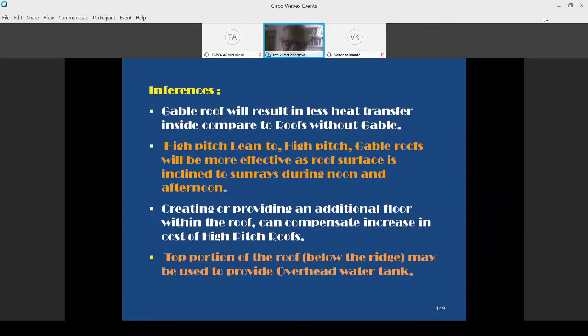So I have my own suggestion for you. I suggest that this roof is more suitable, but how to utilize that space? We have a solution: creating or providing an additional floor within the roof pitch can compensate for the increase in cost of the high pitch. Then again, the top portion of the roof below the ridge may be utilized for locating our overhead water tank.